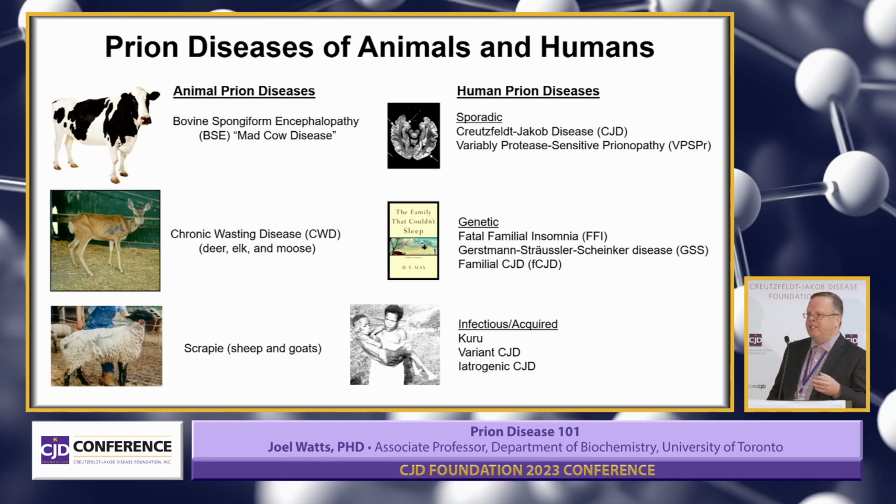Now, the human prion diseases, you've heard about these. They're broken down into three different classes: the sporadic, so that's sporadic CJD and VPSPR; the genetic or heritable versions, meaning that they can be passed on from generation to generation: fatal familial insomnia, GSS, and familial CJD; and then the infectious, or sometimes called acquired prion diseases, such as Kuru due to consumption of human tissue, variant CJD linked to mad cow disease, and iatrogenic CJD linked to errors in medicine.